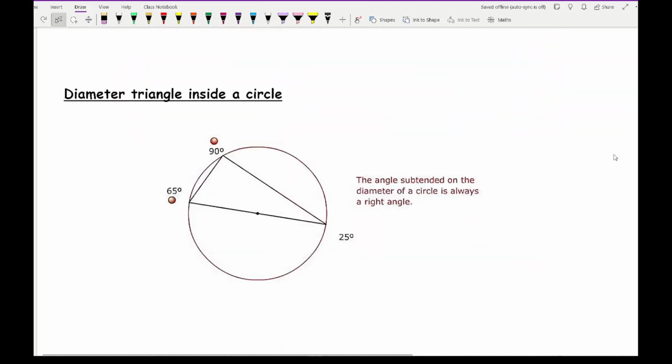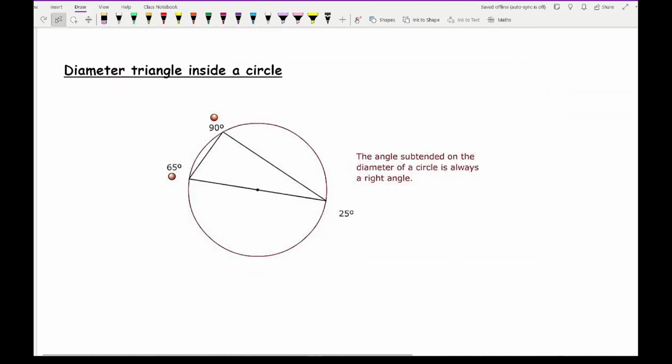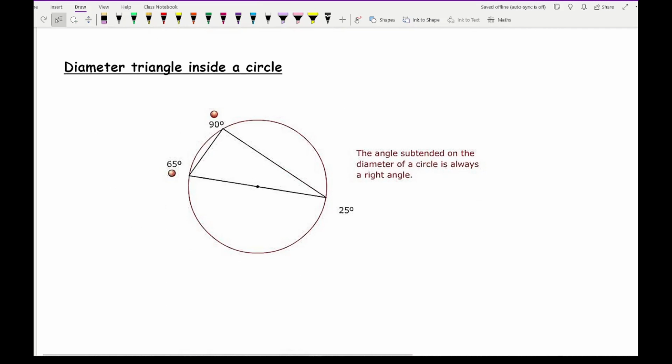So now let's have a look at our next circle theorem. So this is that the diameter triangle inside a circle is always going to be, so when you've got a diameter of a circle that represents the length of a triangle, then the opposite angle to that is always going to be 90 degrees. Now the actual definition for this is that the angle subtended at the diameter of a circle is always a right angle.